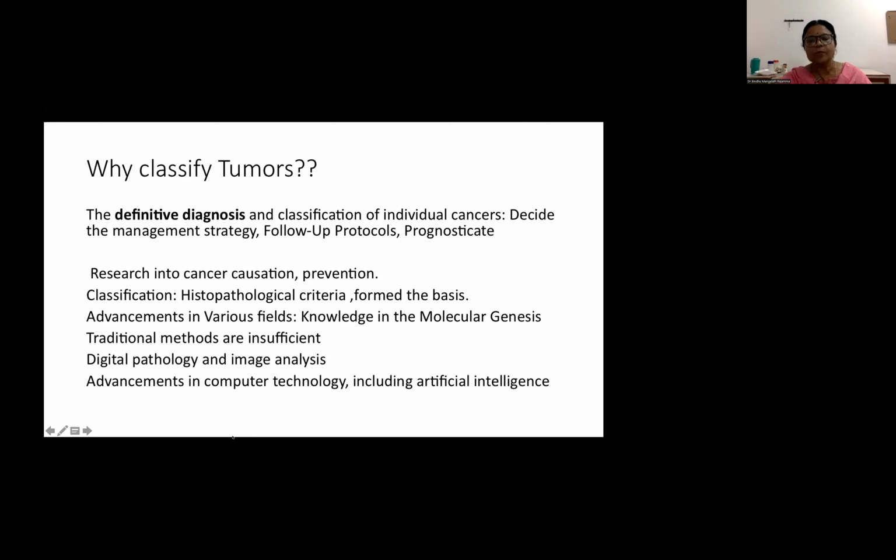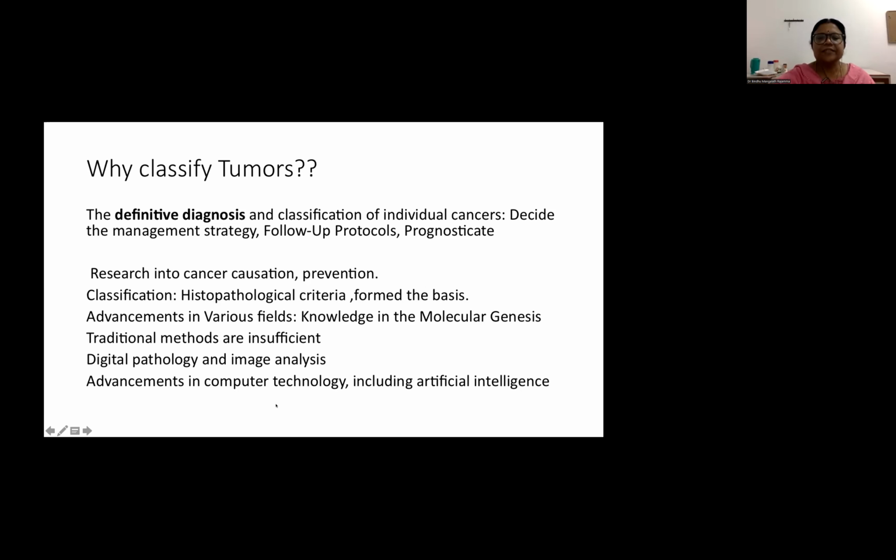diagnosis of any tumor. Moreover, the advancements in fields like digital pathology and image analysis have also helped us in producing more new insights into the understanding of tumorigenesis. The advancements in computer technology, including artificial intelligence, have also helped us in producing more clinically applicable aids to the diagnosis of tumor.